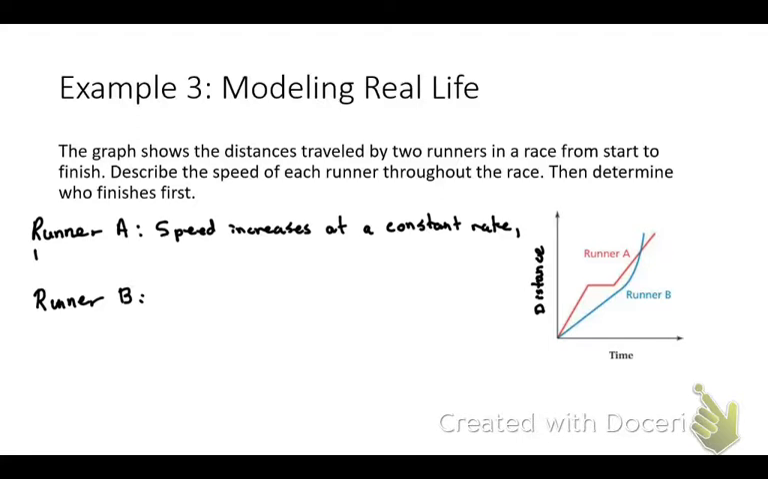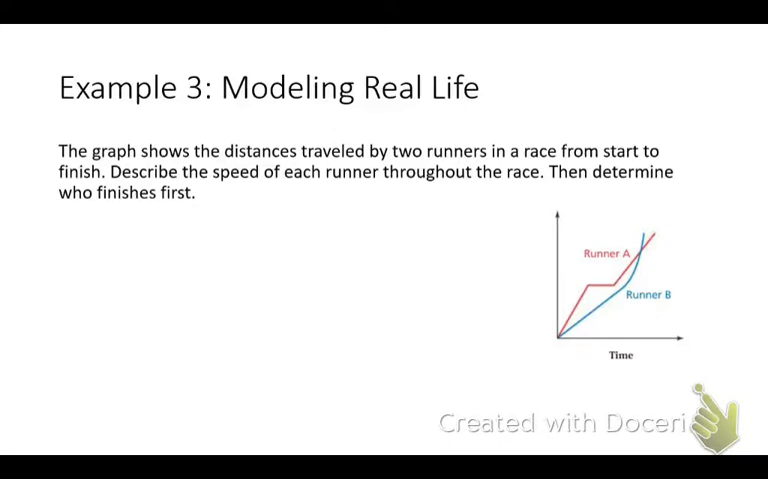All right, so he's going good. Then what happens to runner A's speed? Levels off. He maintains that speed, so then it levels off. It stays the same for a while. Then what happens to runner A's speed? Then it increases again. Okay?